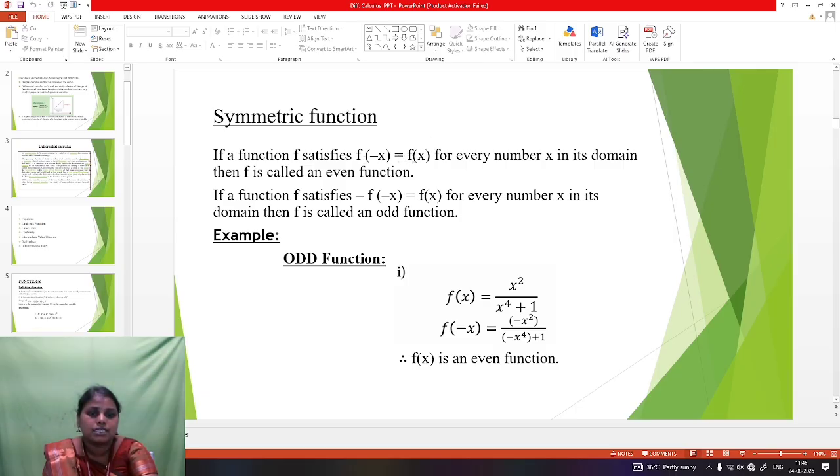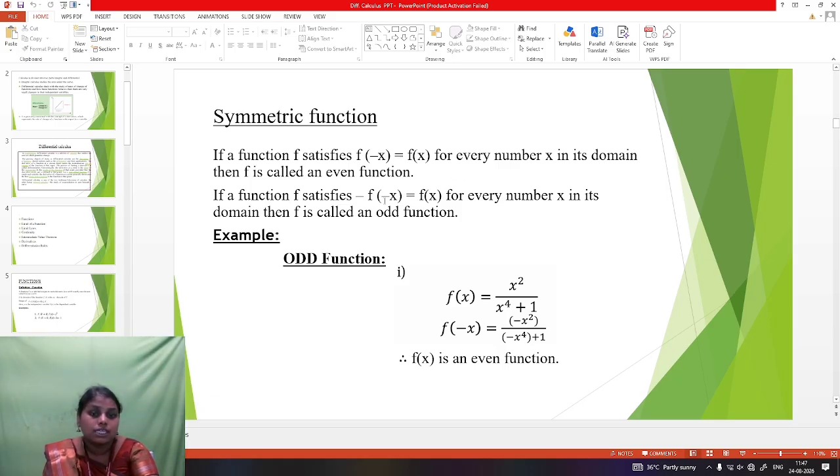F of minus x equal to f of x for every number x in its domain, then f is called an even function. We put a negative value, then we get a positive value. This is called an even function.